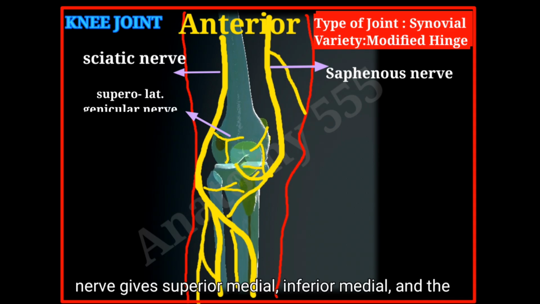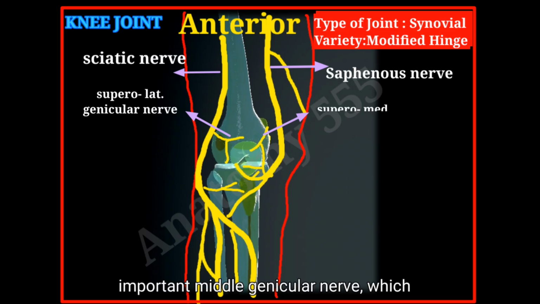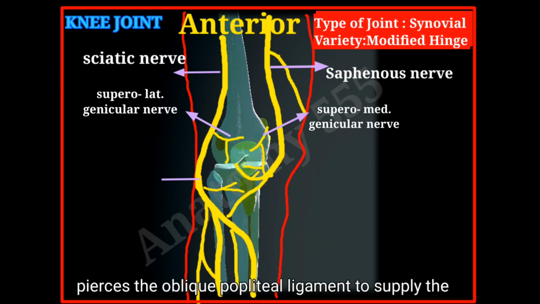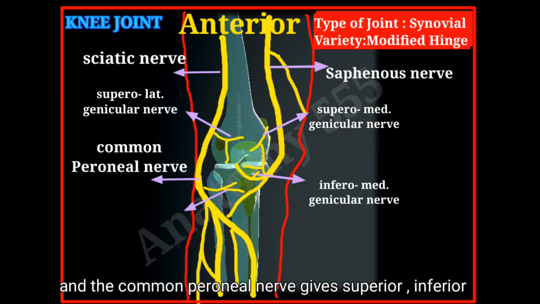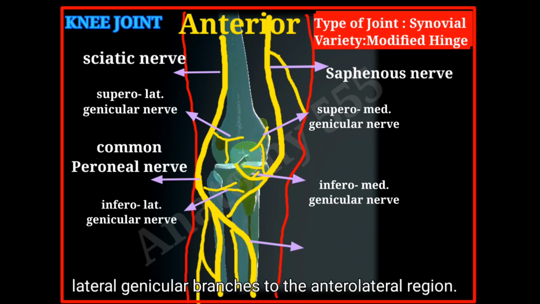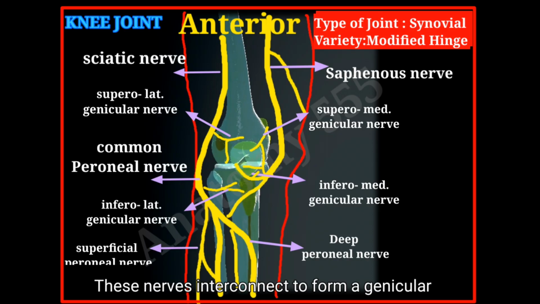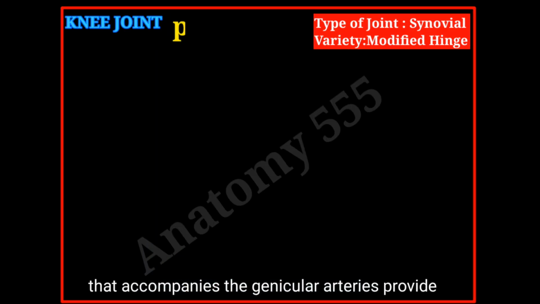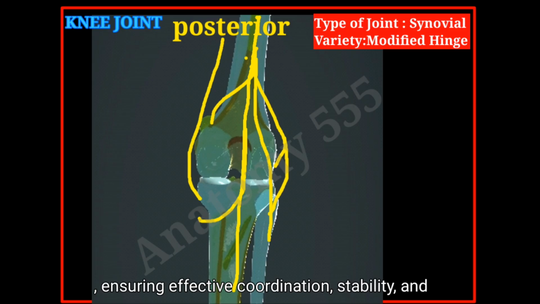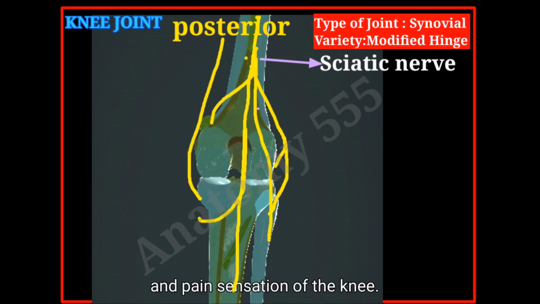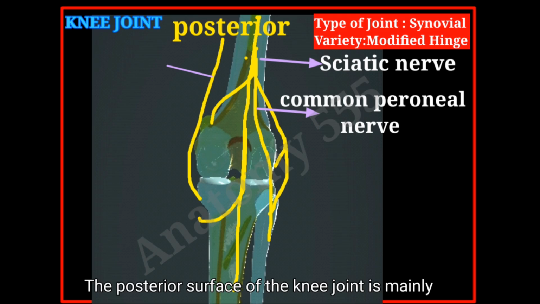The tibial nerve gives superior medial, inferior medial, and the important middle genicular nerve, which pierces the oblique popliteal ligament to supply the cruciate ligaments and synovial membrane, and the common peroneal nerve gives superior and inferior lateral genicular branches to the anterolateral region. These nerves interconnect to form a genicular plexus that accompanies the genicular arteries, providing sensory, proprioceptive, and vasomotor innervation to the joint, ensuring effective coordination, stability, and pain sensation of the knee.